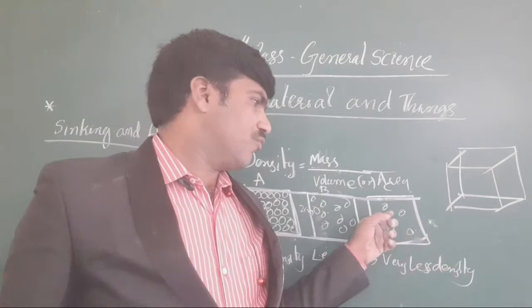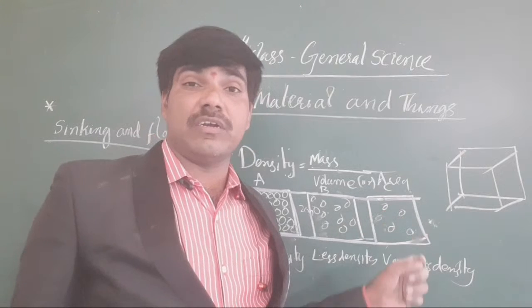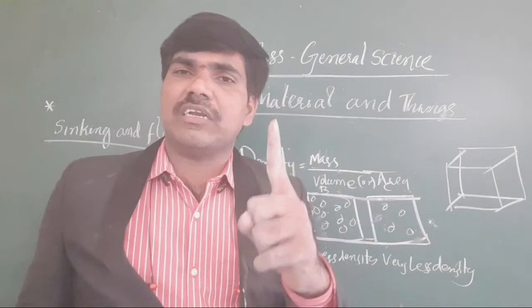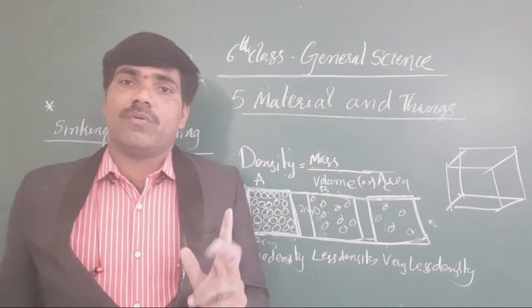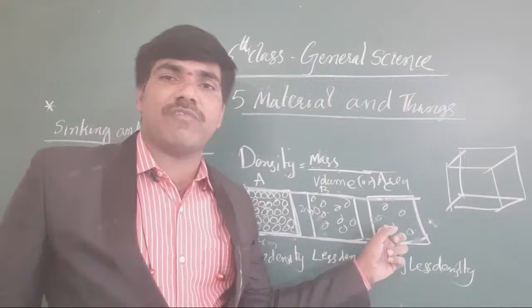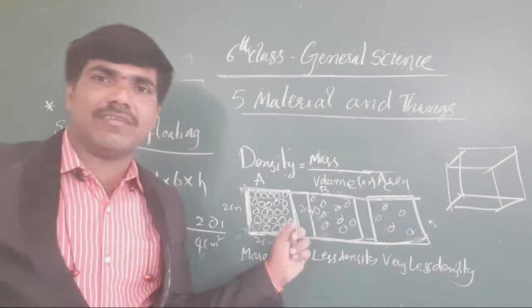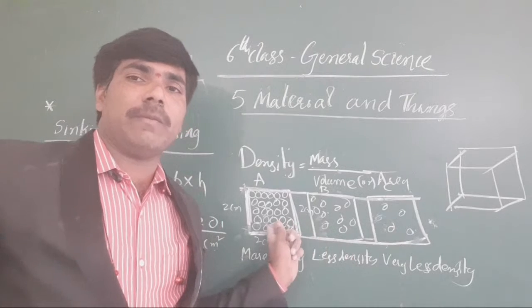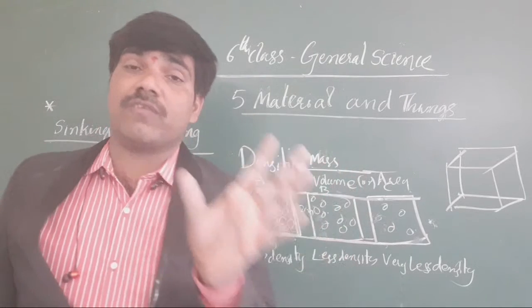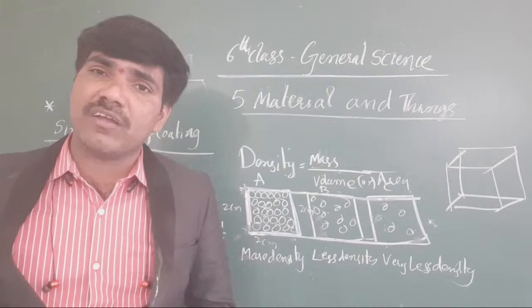Okay, there are only 4 particles for 4 centimeters. Means what? For 1 centimeter, how many particles are there? Here, 1 particle for 1 centimeter. Here, 2.5 particles for 1 centimeter. Here it contains 5 particles for 1 centimeter. Which one contains more density?